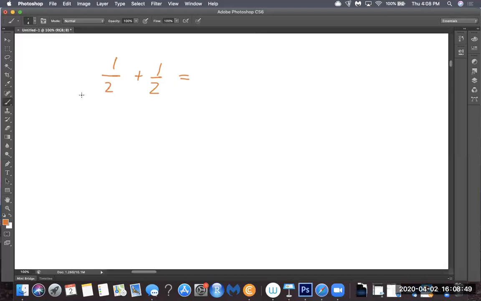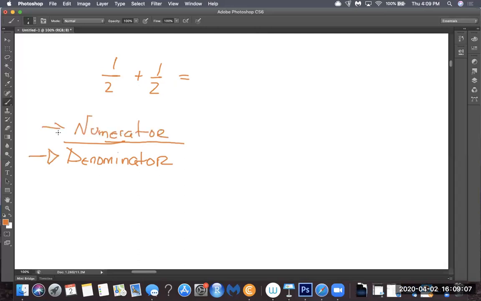Okay, first, what is the denominator? So denominator, that's the word, denominator. And then that's the number in the bottom. And then numerator. And then numerator, very good. Okay, that's the number on the top. So what's the denominator between these two fractions? 2. What's the numerator between these two fractions?